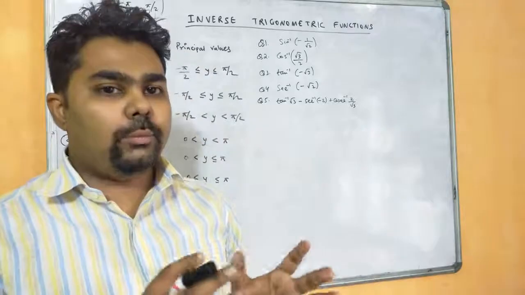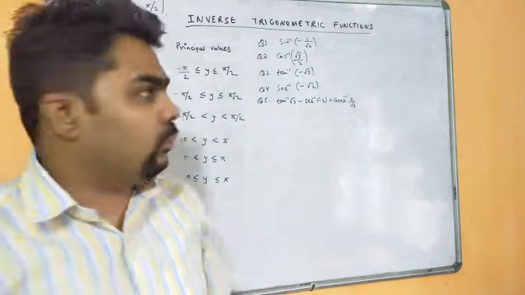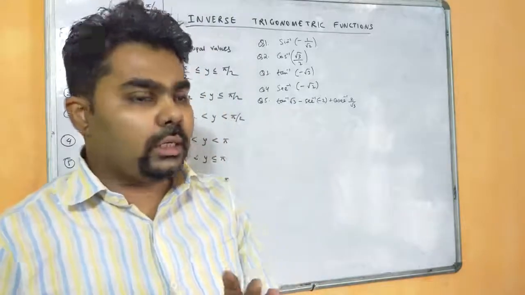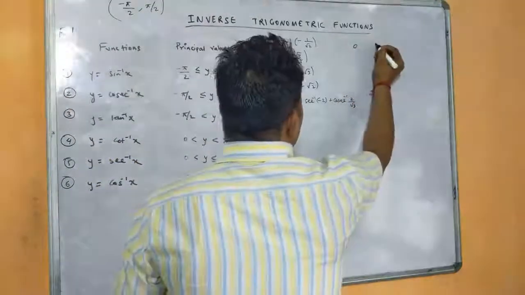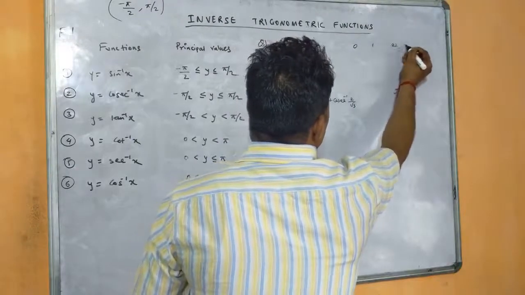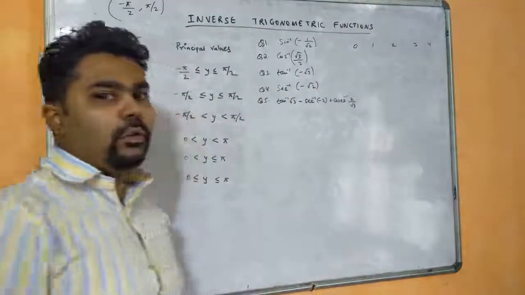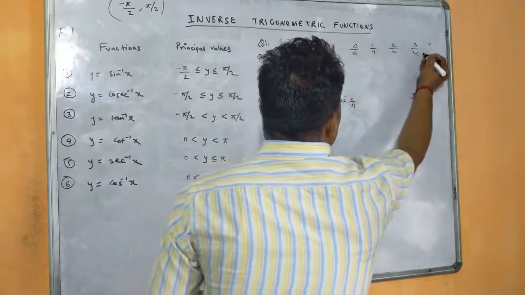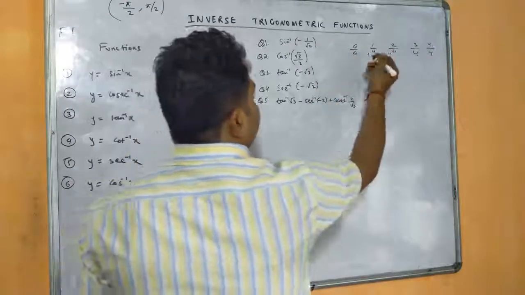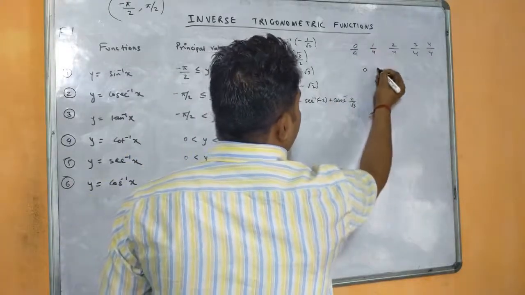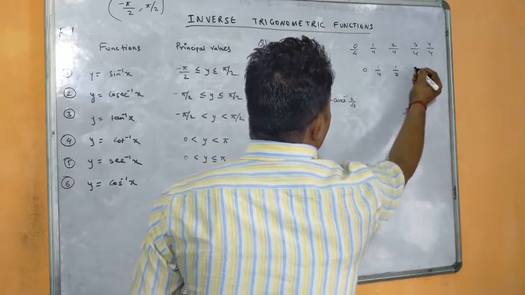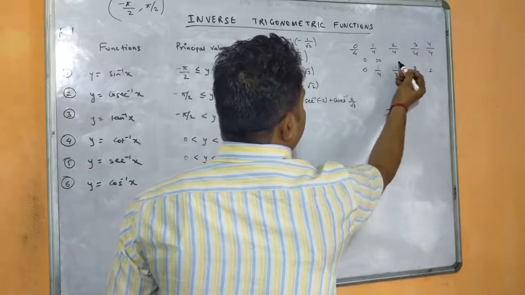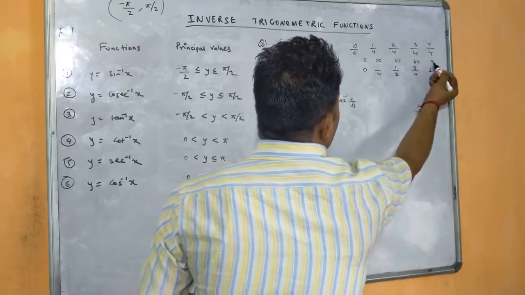So likewise we have to remember other standard values also. I hope you remember how to create that standard table. First what we have to do, we write 0 1 2 3 4, and we divide it by 4. After dividing by 4, 0 by 4 is 0, 1 by 4 is a quarter, then half, and 3 by 4 and 1. So this is for 0 degree, 30 degree, 45, 60 and 90.